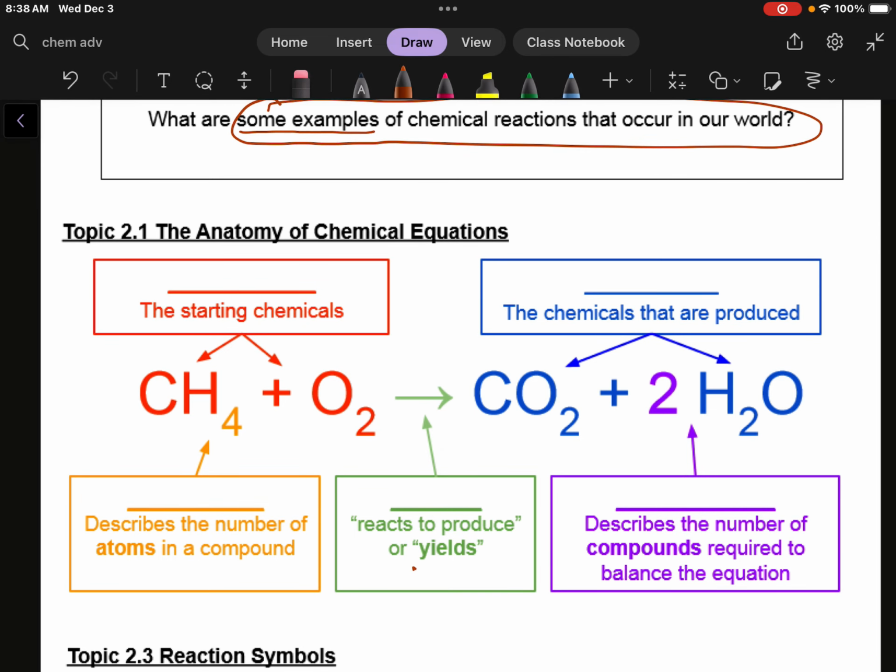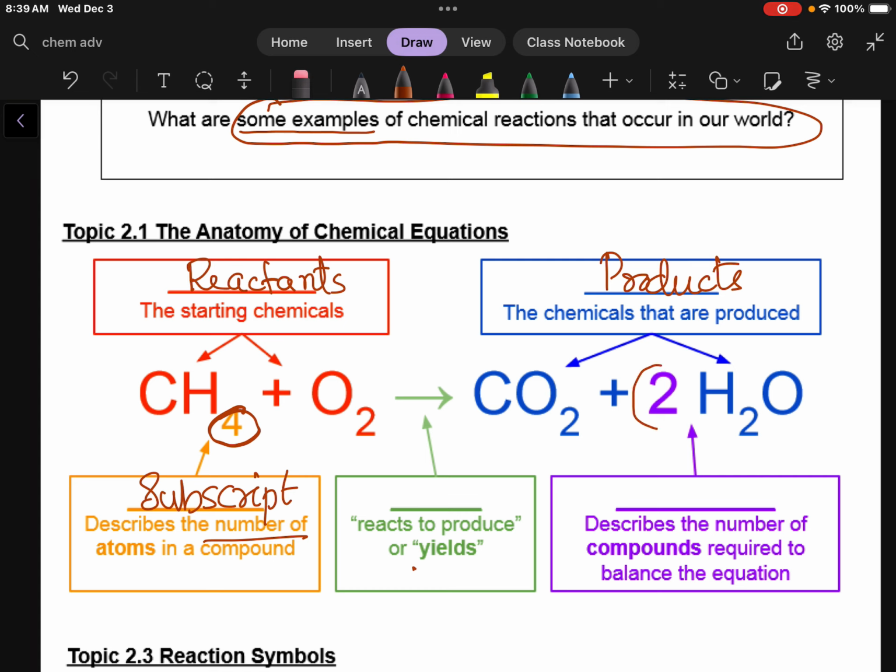Okay, here you can see a chemical reaction given here. So the chemicals in red color, those are the starting chemicals, and we will call them what? Reactants. Okay, and this one is what? Products. And these numbers at the bottom, we will call them what? Subscript. Okay, subscript tells you how many atoms are there.